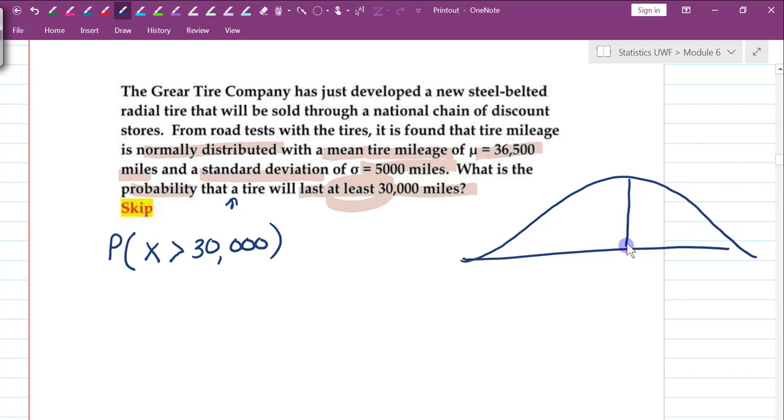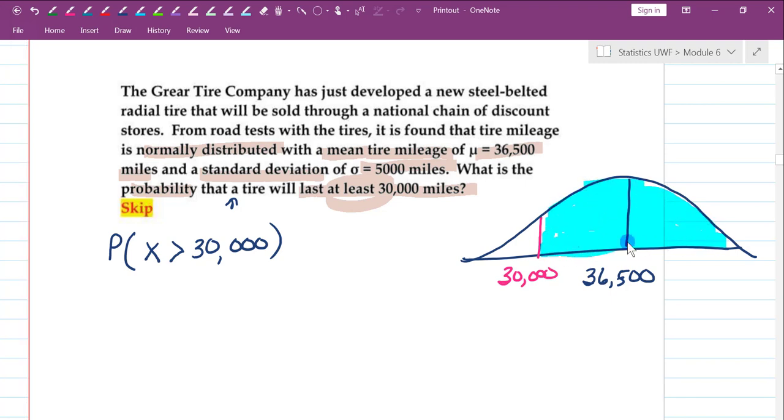In the center, we're going to put mu, which is 36,500 miles. And then it says, I want to know the probability that X lasts greater than 30,000. So I'm going to come over here, I'm going to write 30,000. And we're going to grab a highlighter, and we're going to say we're looking for this area under the curve over here. And that's what we're looking for.